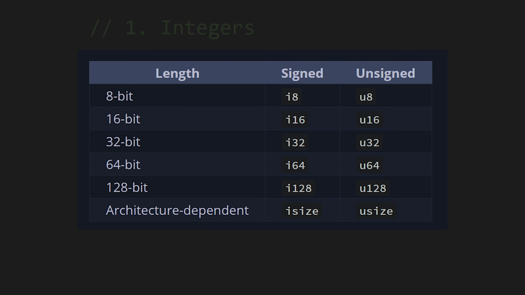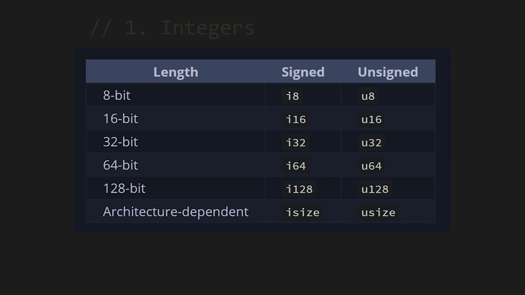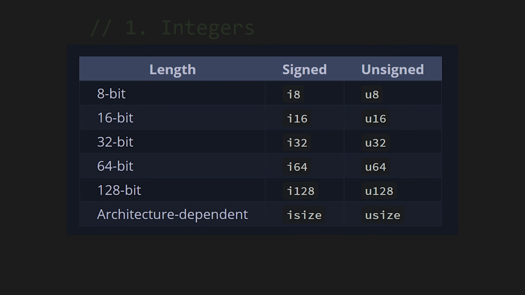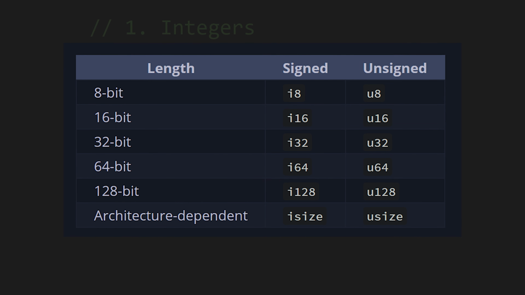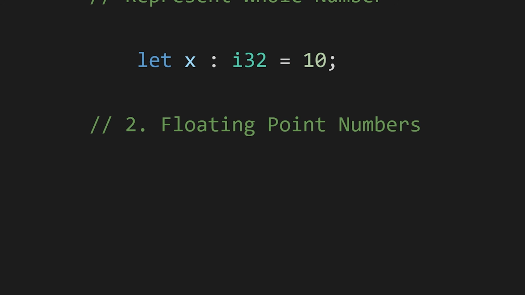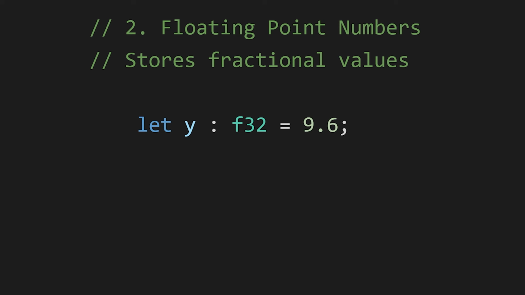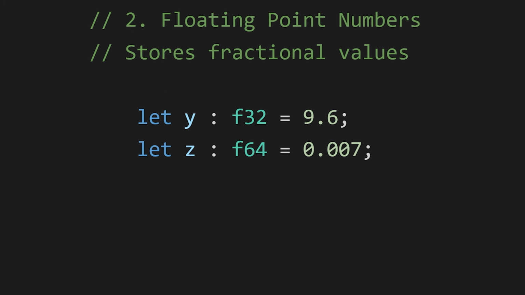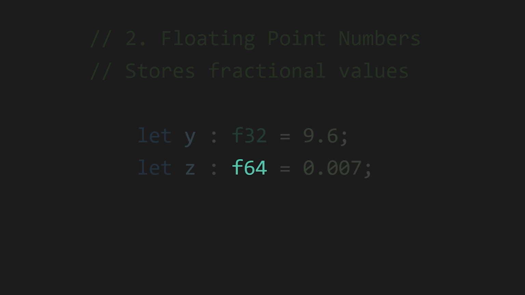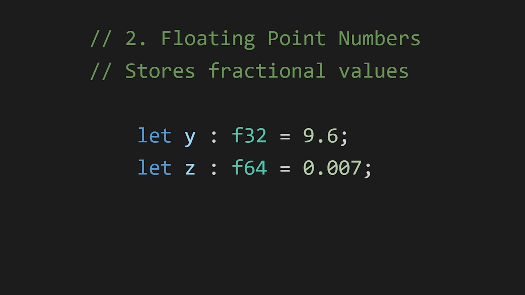There are other integer types as well, such as i8, i16, i64 and more, depending on the range of values you need. Rust also has unsigned integers, which start with a u. The second scalar type is floating point numbers, which store fractional values. You can use either f32 or f64 to store a fractional number, and if you don't specify a type, Rust will default to f64 whenever you assign a fractional value to a variable.